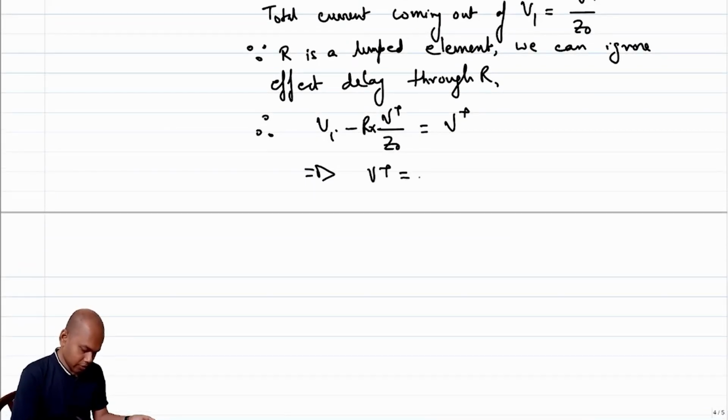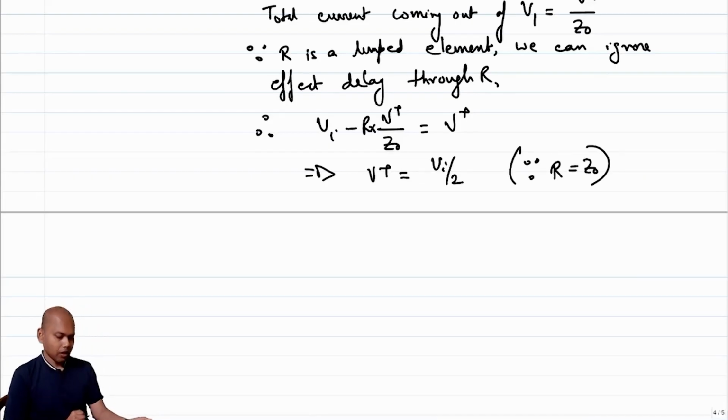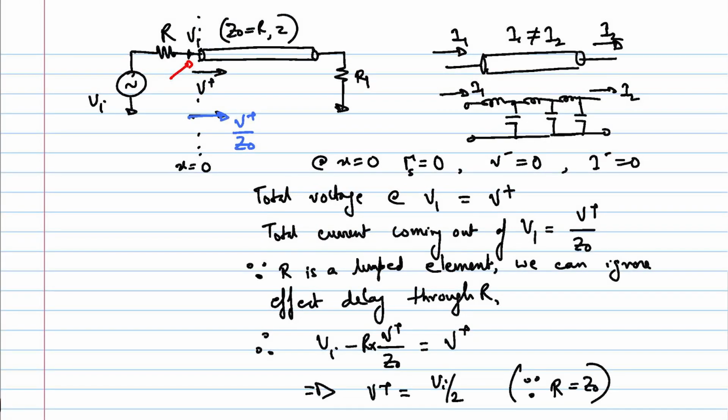V plus is equal to Vi over 2, since R is equal to Z. Okay. So what is this essentially telling us? The forward going wave is essentially Vi over 2. Okay, and there is no reflected wave, right? So what is the conclusion?